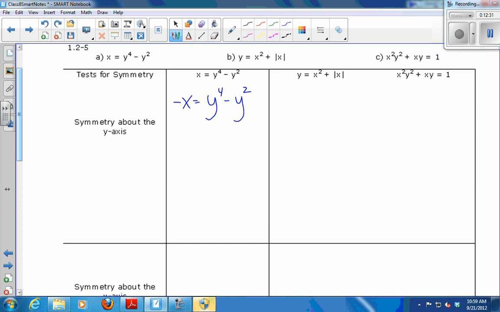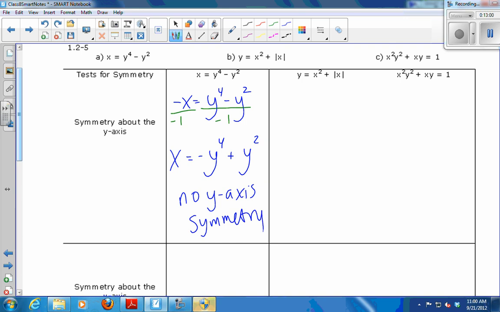No, because my original has a positive x. If I try to make this x positive by, say, dividing both sides by negative 1, I would end up with positive x equals negative y to the 4th plus y squared, which is now, I've changed the y side. So these are not equivalent. I have no y-axis symmetry. I replaced the x with a negative x, and my equation became fundamentally different.